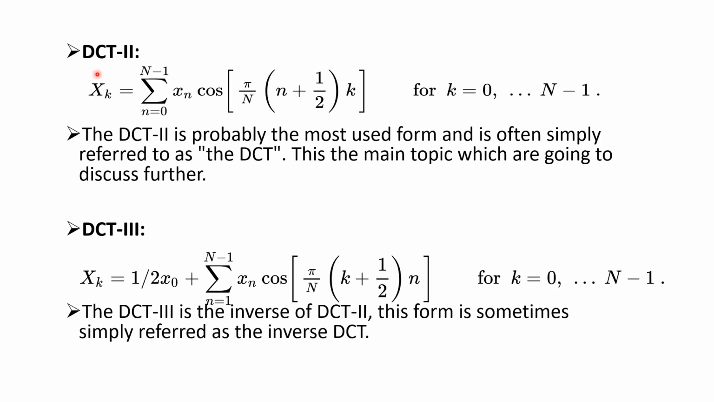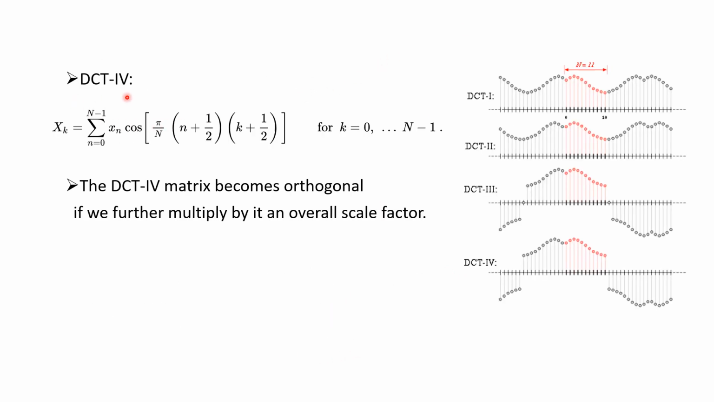Coming to DCT2, it is represented by this equation. DCT2 is probably the most used form and is commonly represented as the DCT. It is the main topic of our discussion. Coming to DCT3, it is the inverse of DCT2, often called the inverse DCT. Coming to DCT4, it is represented by this equation. As I mentioned earlier, these four types of DCTs are based on the periodic extension of an endpoint sequence. So in this picture, you can observe the difference between how they are extended: DCT1, DCT2, DCT3 and DCT4.